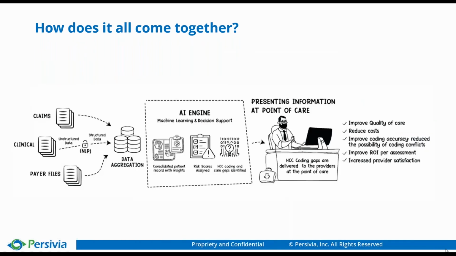So let's talk about how it all comes together. We take data from claims, clinical, and the payer files, and we analyze the data from structured data and unstructured data using our NLP capabilities. Then all of this data gets aggregated into a single longitudinal patient record, which is then processed by our AI engine, which uses decision support and machine learning to generate risk scores, patient insights, and opportunities for HCC coding. Now, all of this actionable information is presented to the provider at the point of care where the results are immediate. You will see that the overall quality of care improved, coding accuracy improved, and the costs come down and revenues go up. So your patient population and provider will both feel satisfied with a true value-based experience. Thank you.